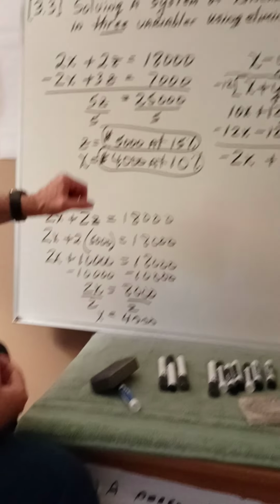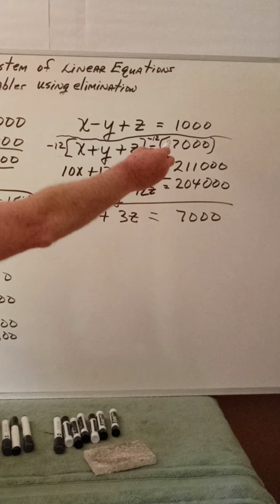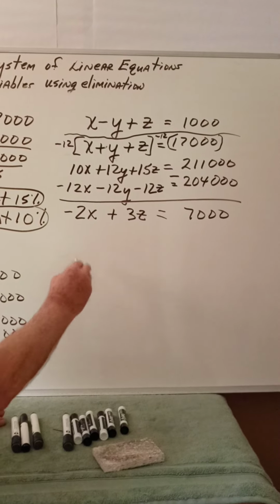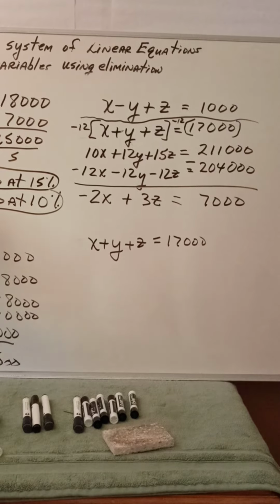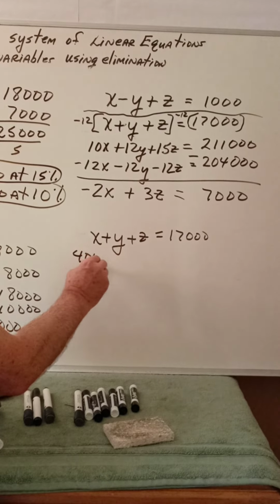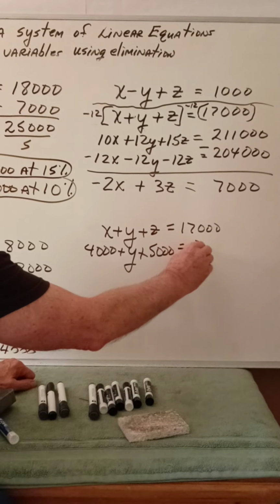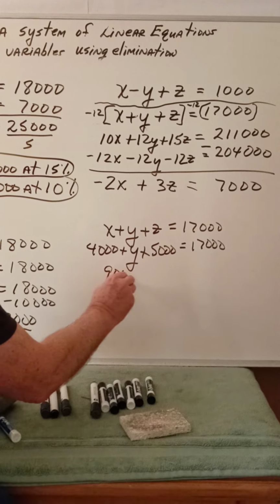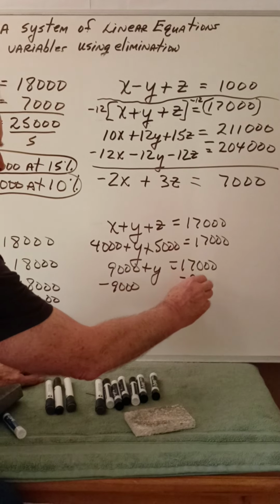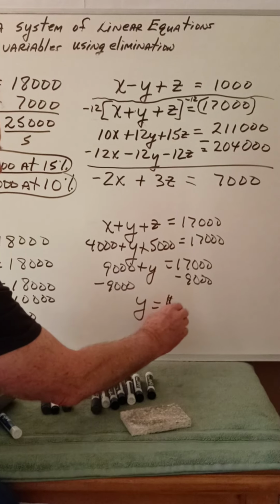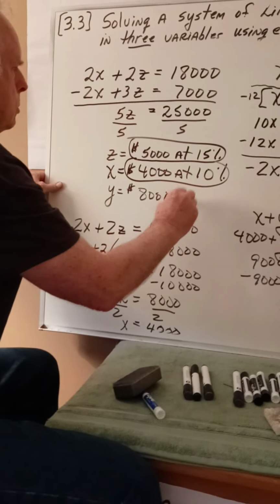And then we need the third one. The third one we could take from the original first one that we had, where the total principal added up all together was 17,000. X plus y plus z is equal to 17,000. X is 4,000 plus y plus 5,000 is equal to 17,000. That's 9,000 plus y is equal to 17,000. Subtract 9,000 from both, and that would leave us with y to be 8,000 bucks. 8,000 at 12%.